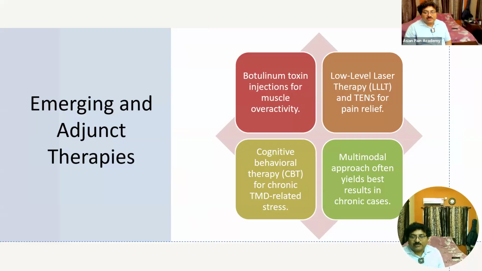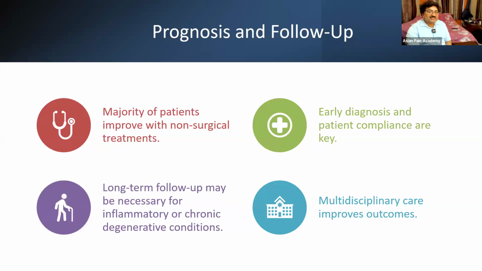Remember, in a number of cases it causes a huge psychological impact as well, and a multimodal approach has been found to be the best in chronic cases. And sometimes daily, it is a little bit difficult. Prognosis and follow-up: the majority of patients improve with non-surgical management. Long-term follow-up may be necessary for inflammatory or chronic degenerative conditions. Early diagnosis and patient compliance are the main key, and multidisciplinary care definitely improves the outcome.